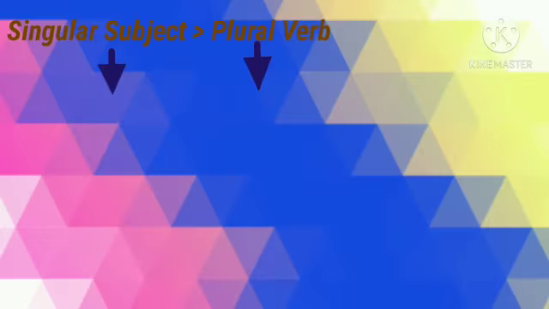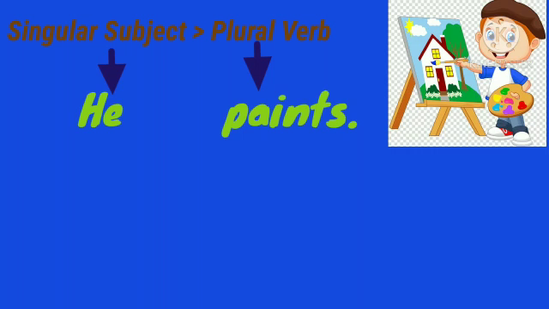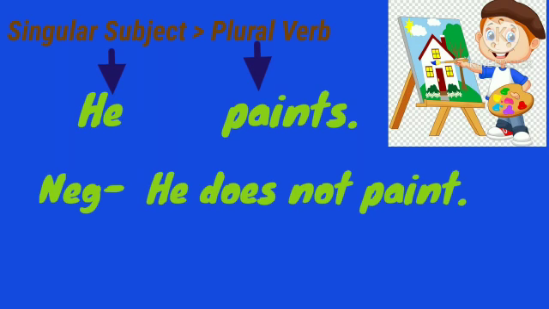Now look at the next example. He paints. Here he is a singular subject, so paints is the plural of the verb paint. And its negative form will be he does not paint. You can see the same rule is applied. Since does is added, and it is the plural of do, to avoid a double plural, paints has taken its singular form paint. S has been removed from paint.